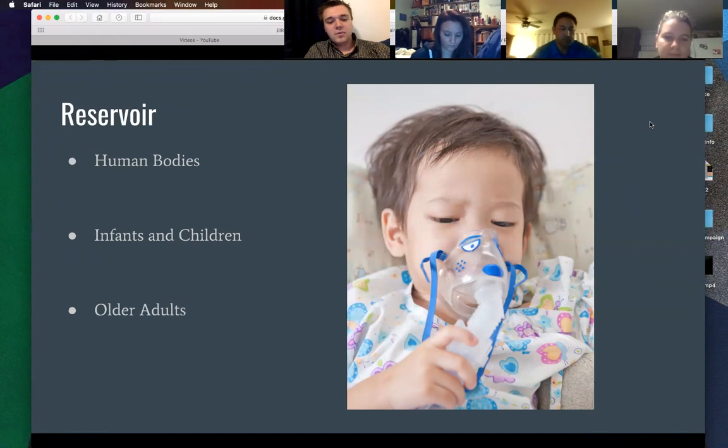The CDC reports that each year, on average in the United States, RSV leads to 2.1 million outpatient visits among children younger than 5 years old, 57,527 hospitalizations among children younger than 5 years old, 177,000 hospitalizations among adults older than 65, and 14,000 deaths among adults older than 65.